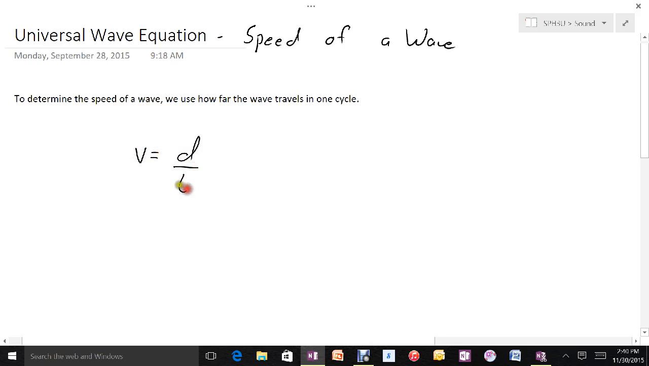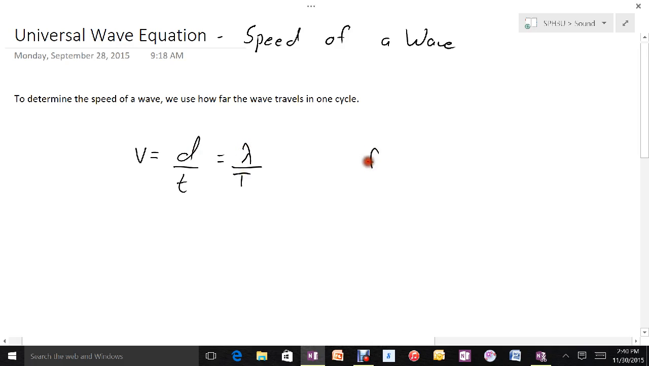distance covered divided by the time, then if we imagine one cycle, the distance for one cycle, or the amount of space for one cycle for a wave, is its wavelength. For one cycle, it takes a time of one period for that wave to complete. So the speed of a wave can be defined by its wavelength divided by its period.